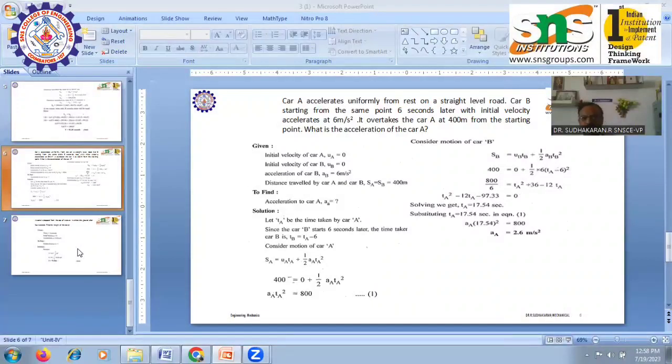Now by using the equations of motion, we can analyze the motion of any particle and we can determine either its velocity or time or distance. So we have to remember these three basic equations: V is equal to U plus AT, S is equal to UT plus half AT square, and V square is equal to U square plus 2AS. These three equations of motion can be very well applied to solve any such problems. Thank you.